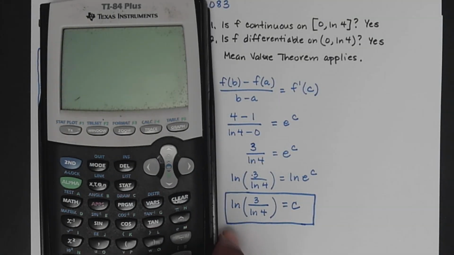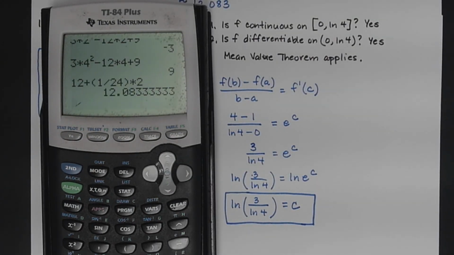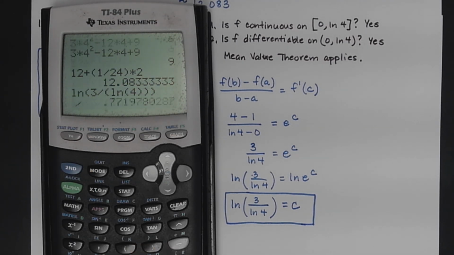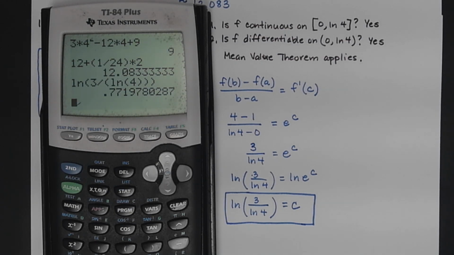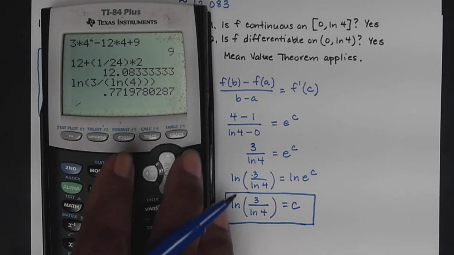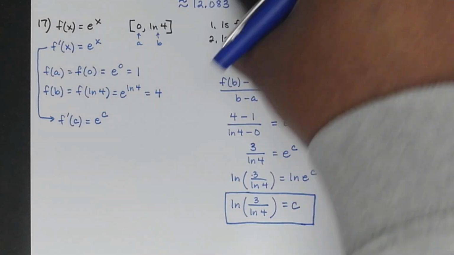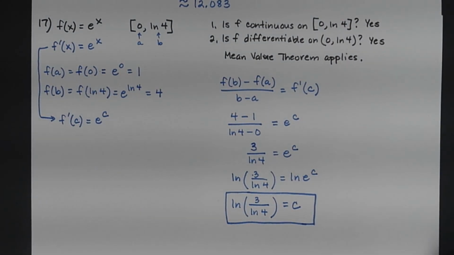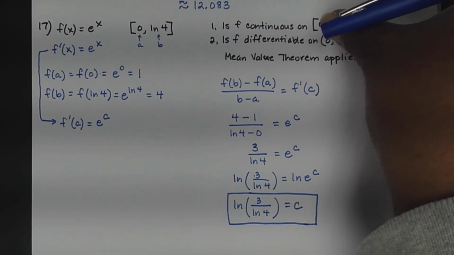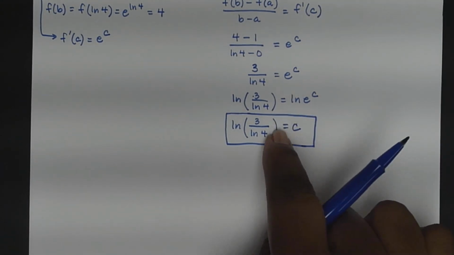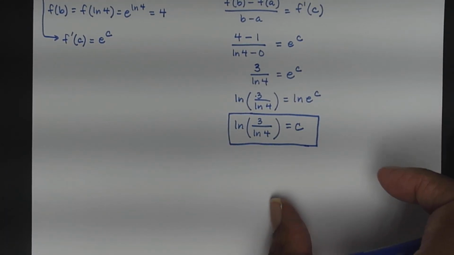Now, of course, you could type all this in by pressing the ln key, and then 3 divided by, and then left parentheses, ln 4, close the parentheses around the 4, close the parentheses around the ln, and close the parentheses again. That will give you that decimal value, 0.772. That's going to be the value of c that is guaranteed to exist using the mean value theorem. But you can leave it like this on the exam.